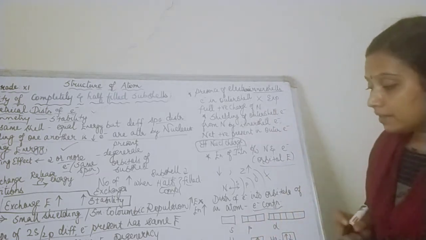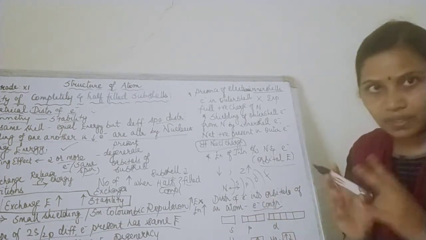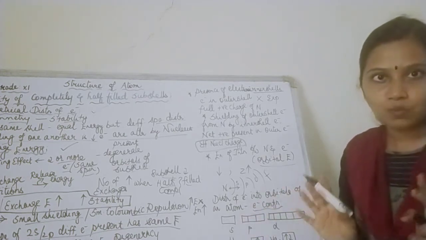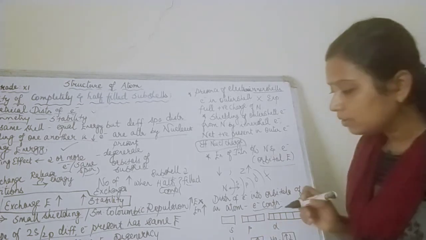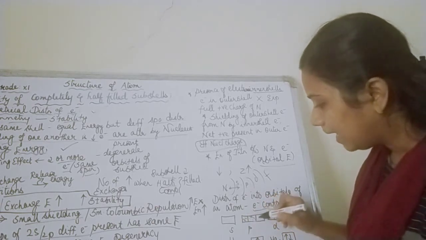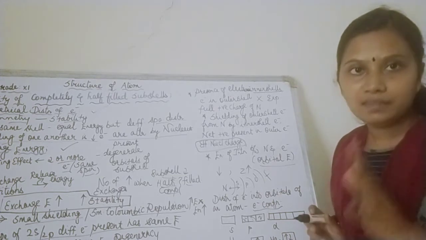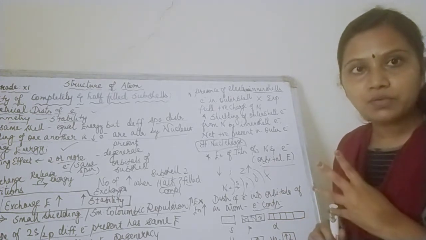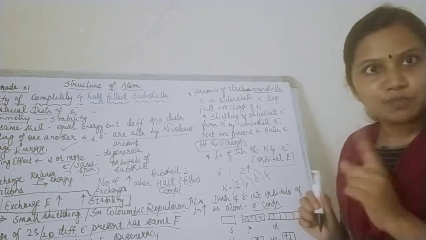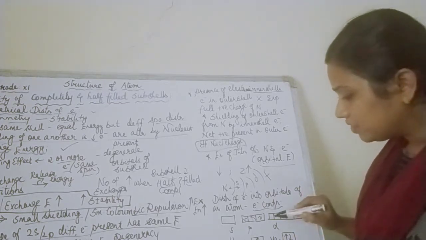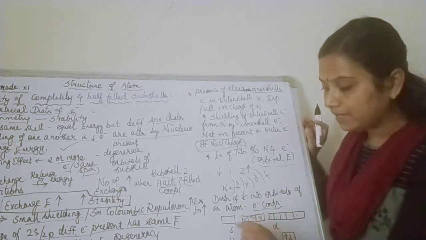See children, this is the s orbital, because s is only one: 1s, 2s. There is no subshell, so the s orbital is indicated with one box. And what is the p orbital? The p orbital has three subshells, px, py and pz, so it is indicated by three subdivisions. And what about the d orbital? D has 5 subshells, dxy, dyz, dzx, dx²−y² and dz², so we have 5 subdivisions: 1, 2, 3, 4, 5. So d has 5, p has 3, s has 1.